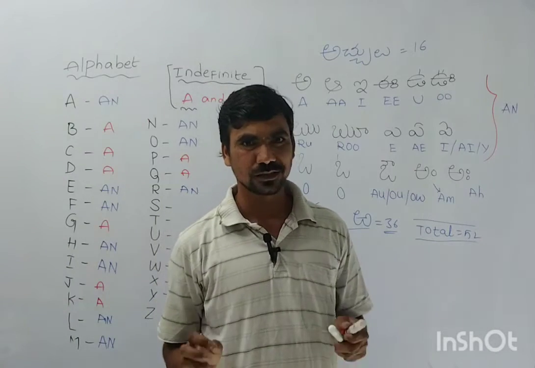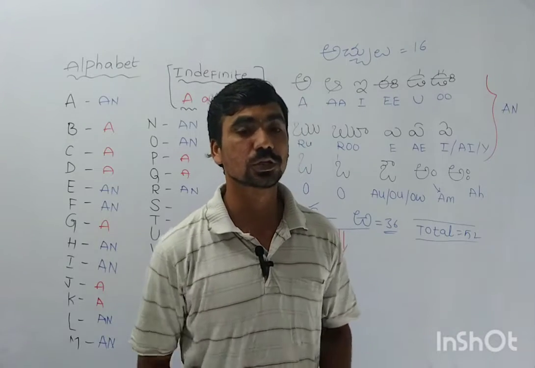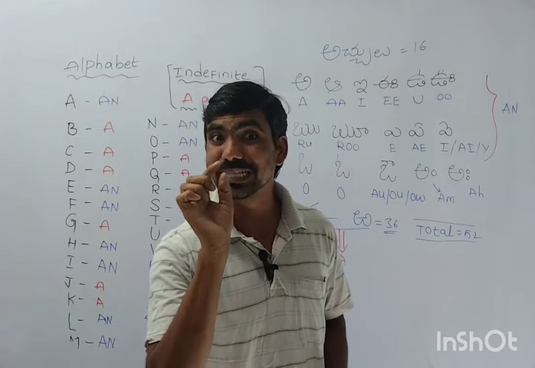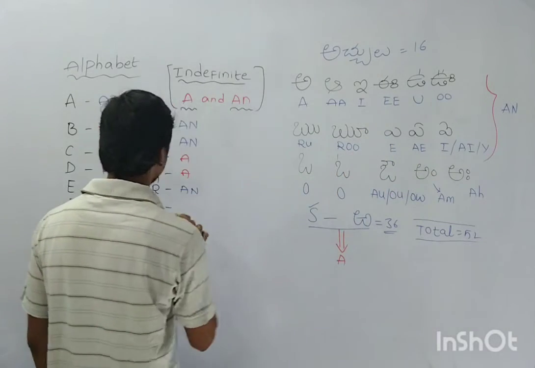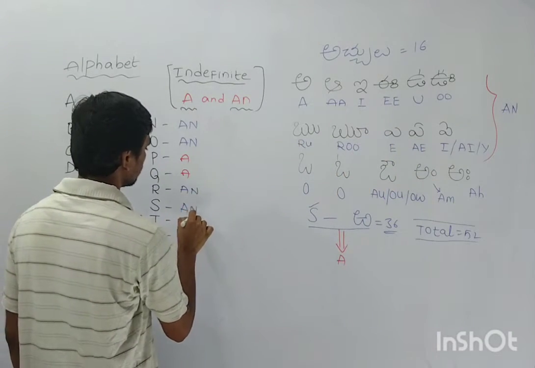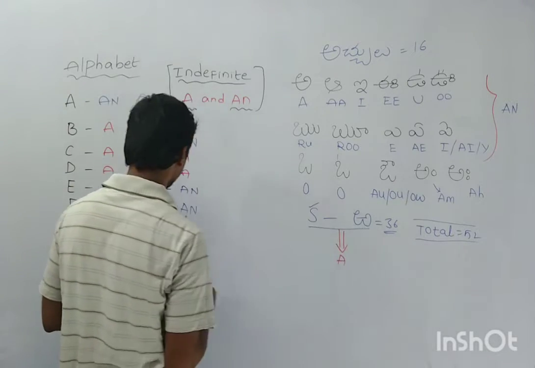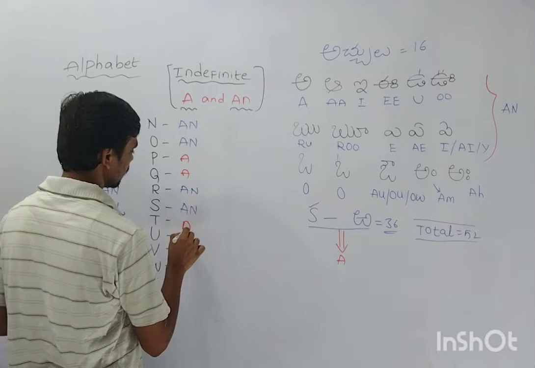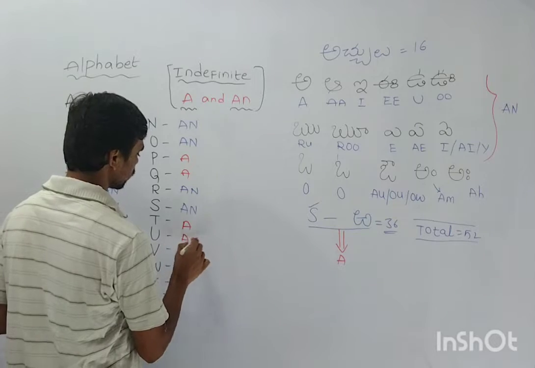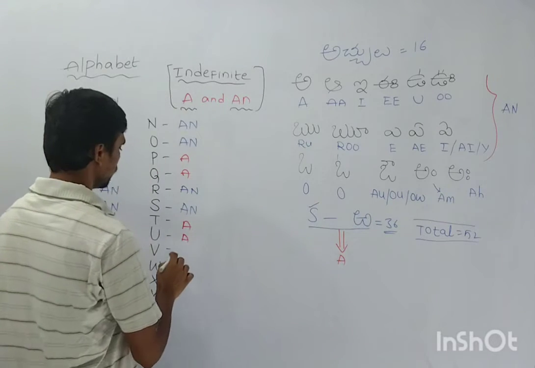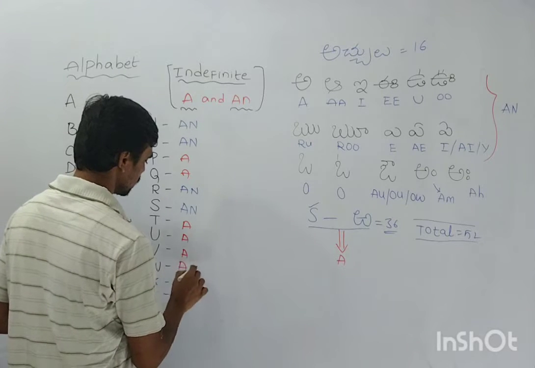Not "yas." Don't call it "yas." If you call "yes," that's always wrong. So you can call S. The sound you can say, S. So that "an." Okay. Then T comes from here to there. So T, A. Then U. U also has an A sound, from here to U. V also has an A sound. W also has an A sound.